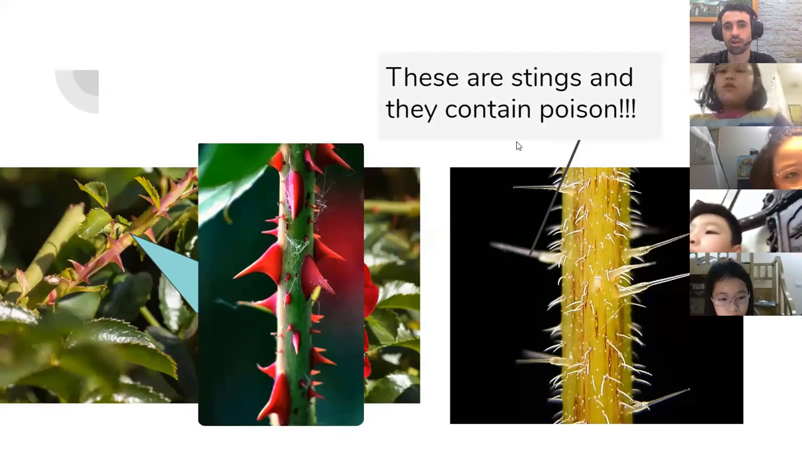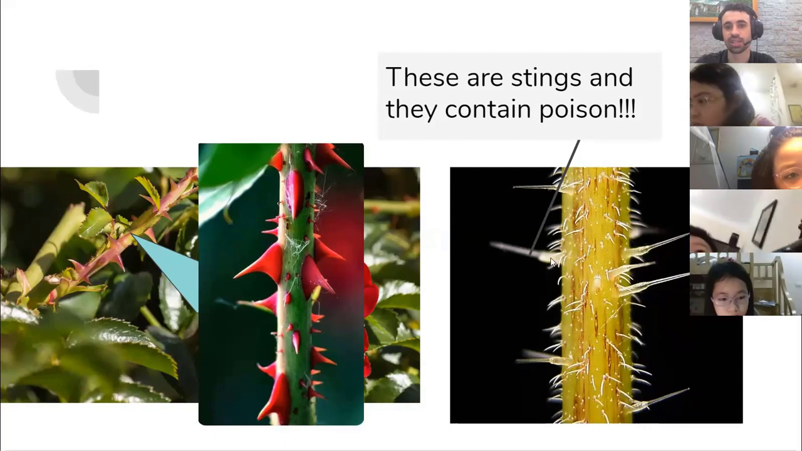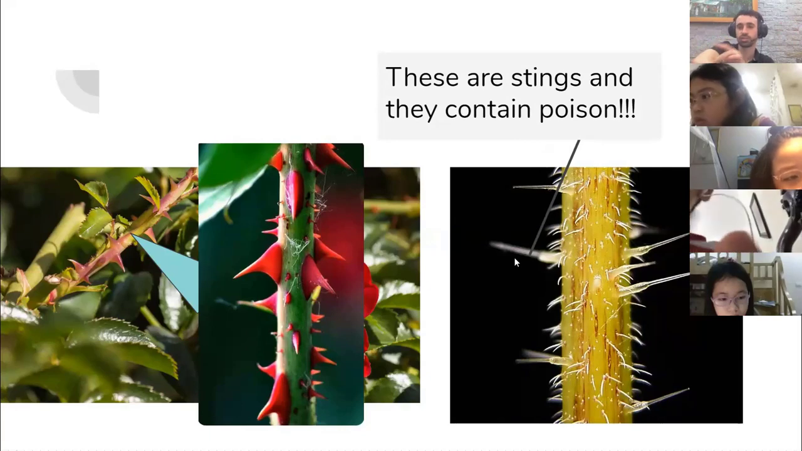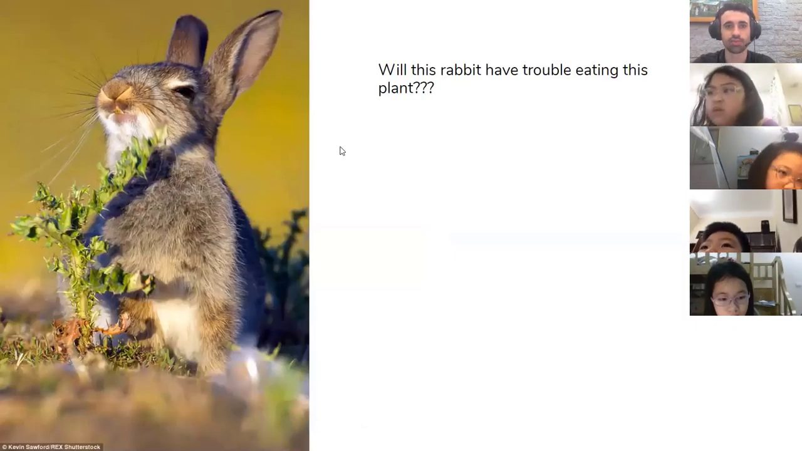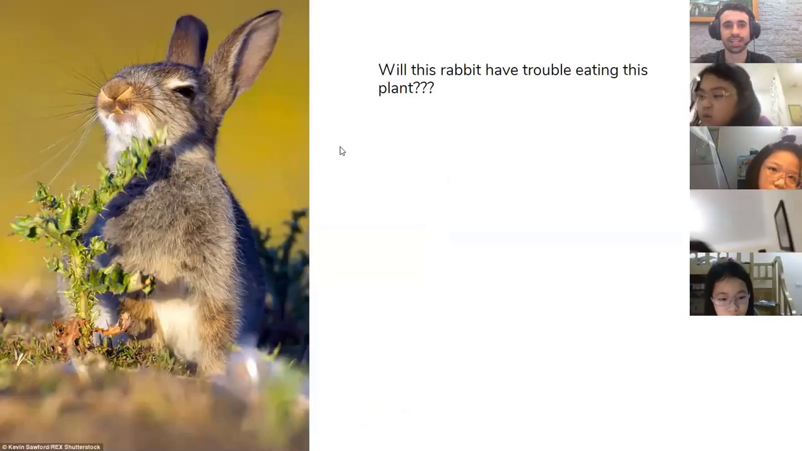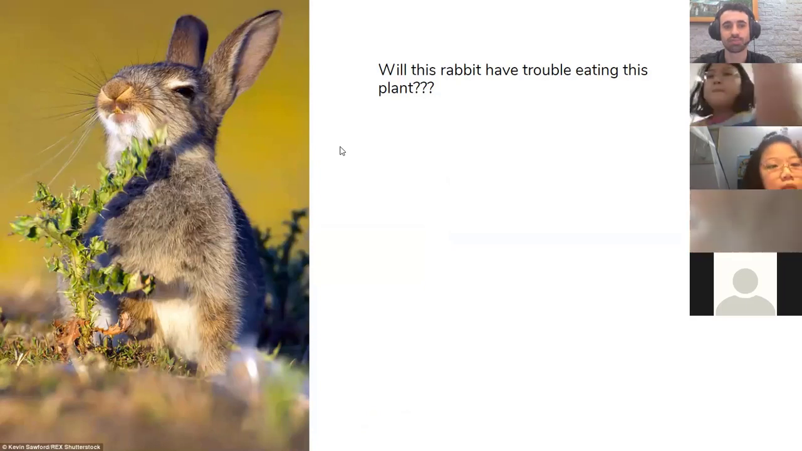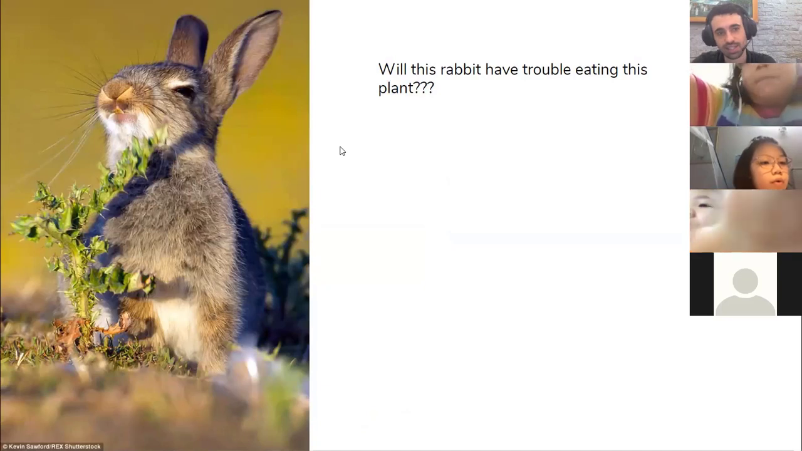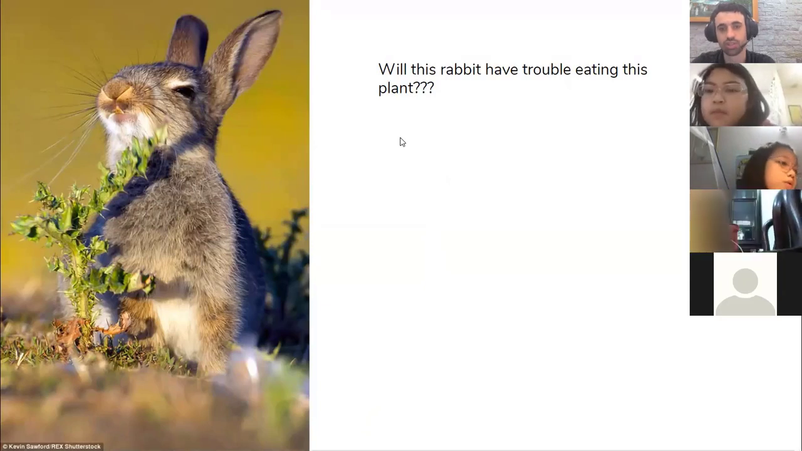And these here aren't only needles. They actually contain poison inside. If you were to go past this plant and get the poison on you, it would start itching and really, really hurt. And these are some plant defenses. They defend the plant. Okay, I have a question for you guys. Will this rabbit have trouble eating this plant? You guys think this rabbit will have trouble eating this plant? I want you guys to answer yes or answer no. And I'm going to unmute everyone in 3, 2, 1, go.